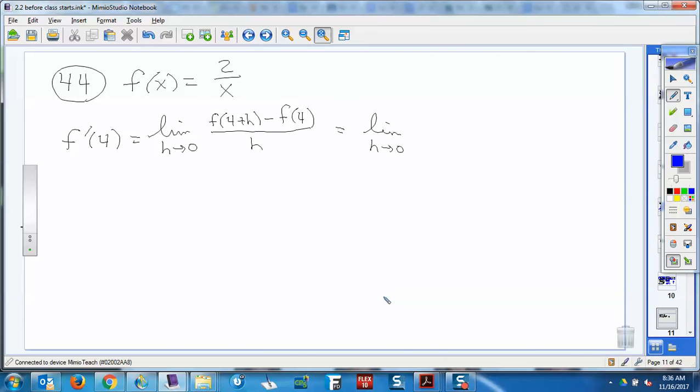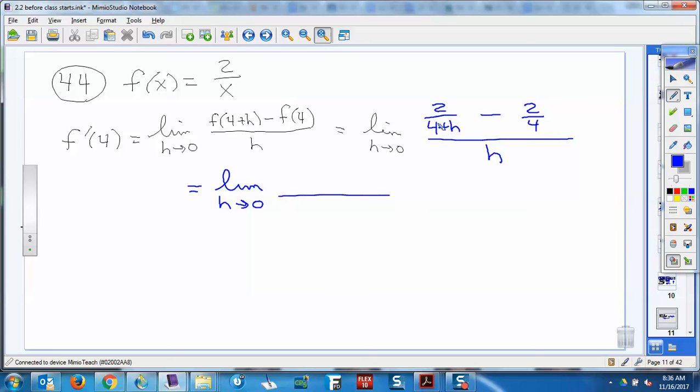Now, what was difficult about 44 was the algebra part of this. So let's talk about that. I've already started to set it up. We would plug 4 plus h into here, so we get 2 over 4 plus h. Would you agree with that? And then minus 2 over 4, which would be 1/2, which we could reduce, but don't have to right now. Okay, so what do I do to that? You can make them common denominators. We need to get common denominators. Now, how do we do that?